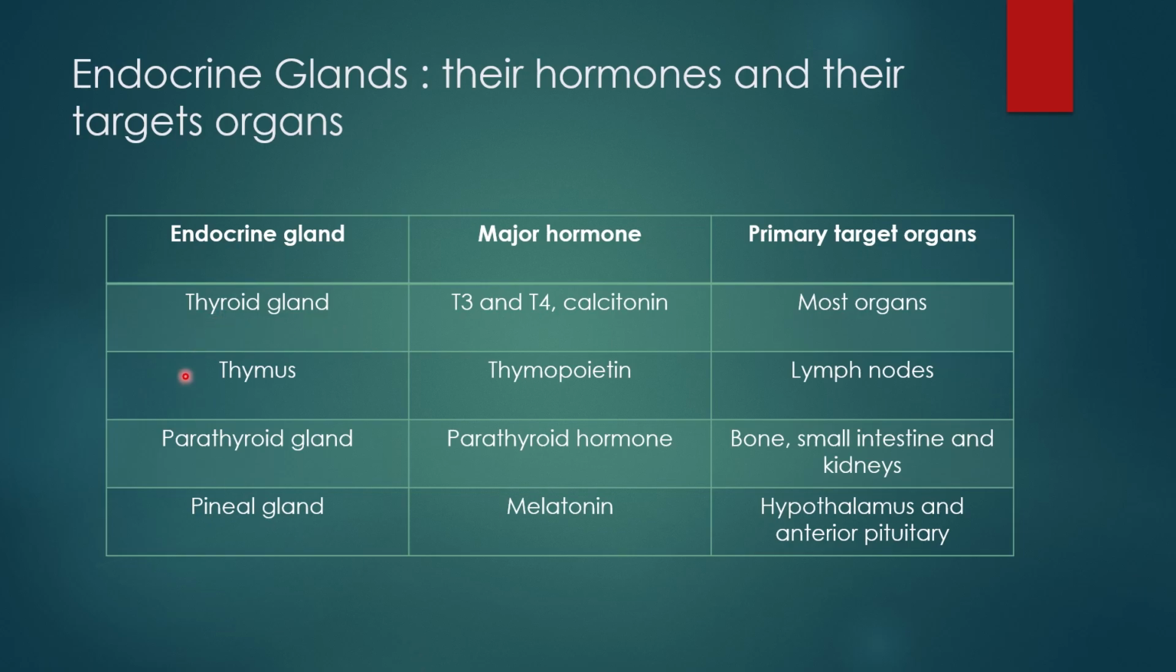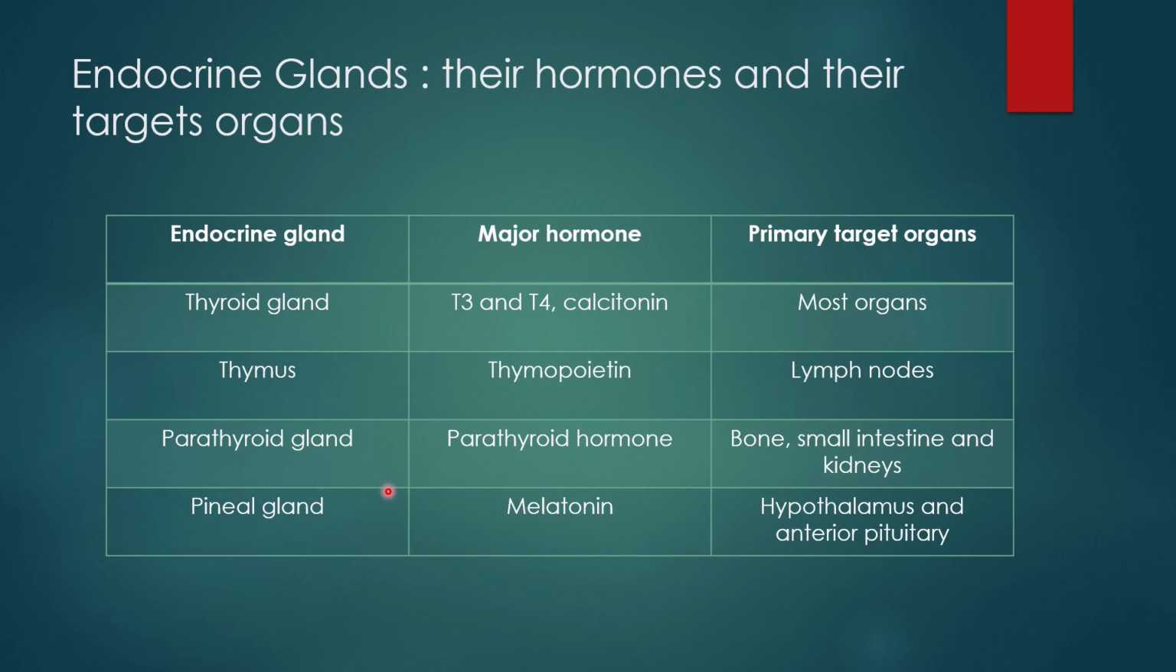Thyroid gland. The thyroid gland produces T3, T4, and calcitonin hormones. These hormones target most of the organs. Thymus. The thymus produces thymopoietin hormone. This hormone targets lymph nodes.